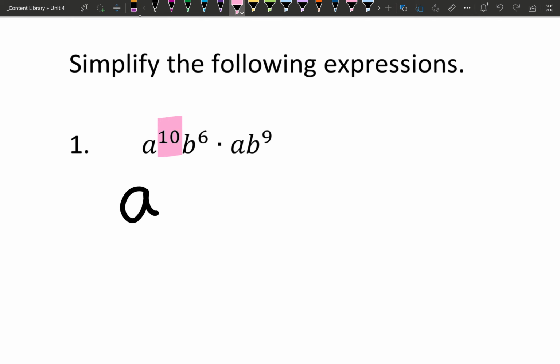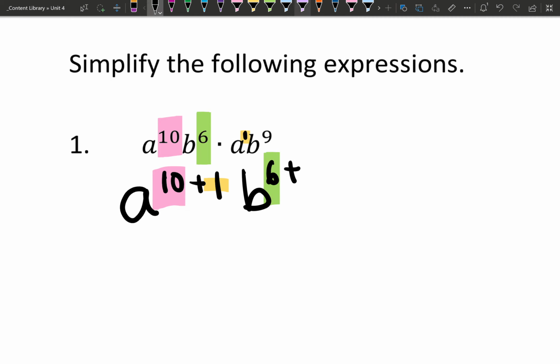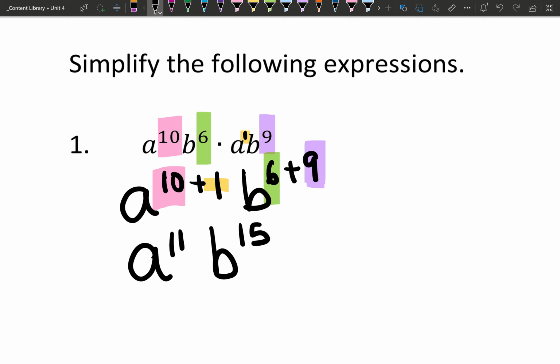A in the first pair has an exponent of 10, and in the second pair, it actually has an invisible exponent of 1. So, to get the exponent for A, we will do 10 plus 1. To get the exponent for B, we're going to add the exponents that it has as well. So the first one has an exponent of 6, and the second has an exponent of 9. Let's add. We get A to the power of 11 and B to the power of 15.